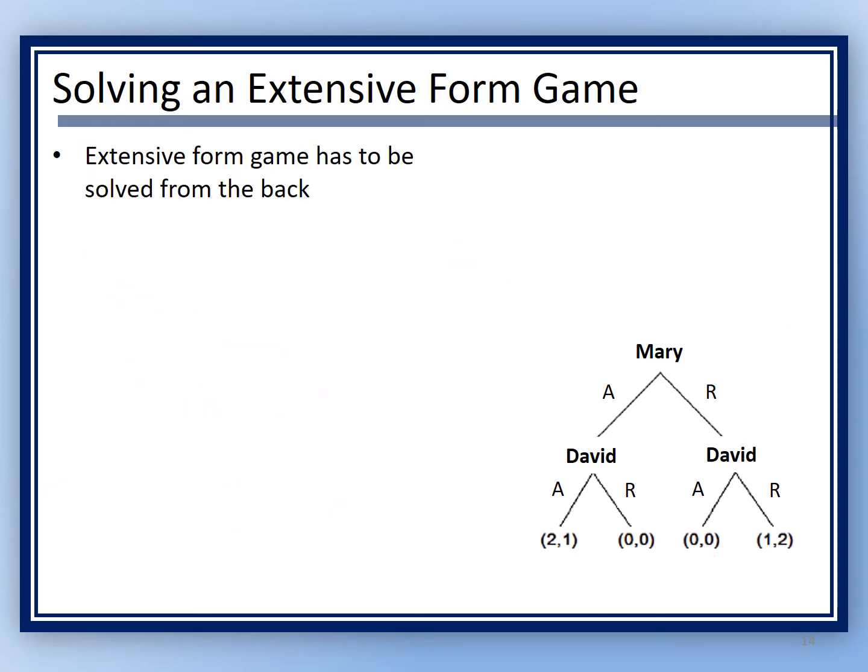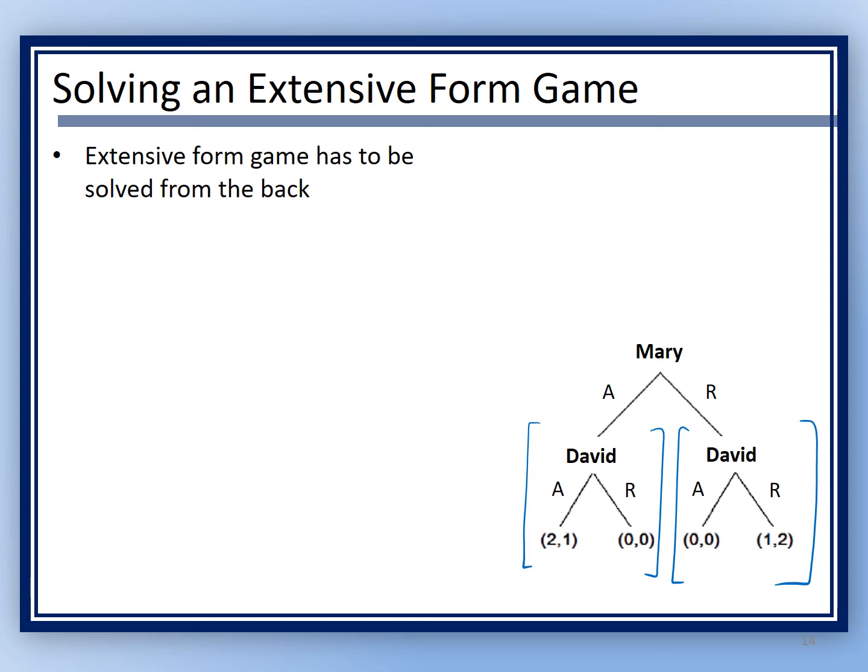Now we're going to solve the game again more carefully and think about what's the logic involved in the way we just solved it. What we did just now actually involved solving the game from the back, from the very last, from the very bottom of the game. What we did is really just to think about what David would do given Mary's choice.